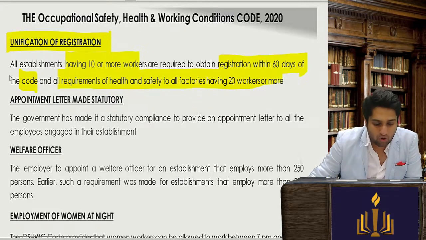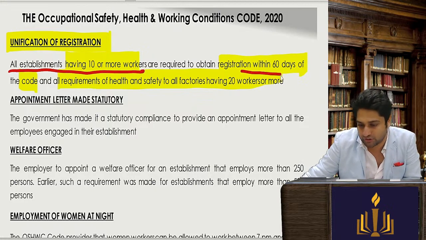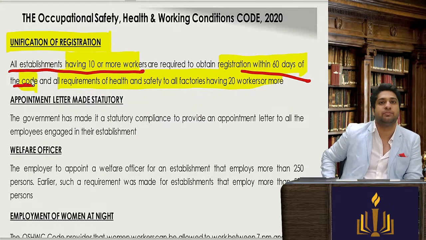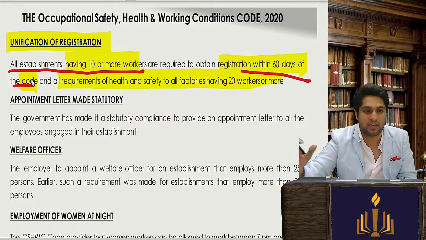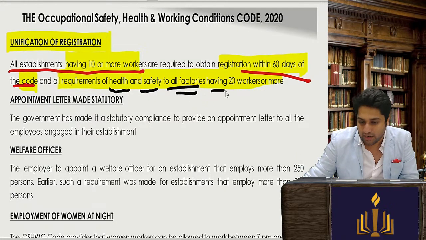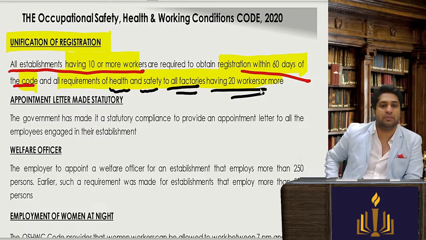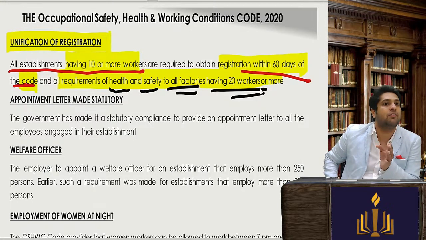All establishments having 10 or more are required to obtain registration within 60 days of the code. So the moment the code was passed, within 60 days all will get registered. And all the requirements of health and safety apply to all the factories having 20 or more people. So you have to get registered when you have 10 or more within 60 days of the code, and the benefits have to be given whenever you have 20 or more persons in the factories.